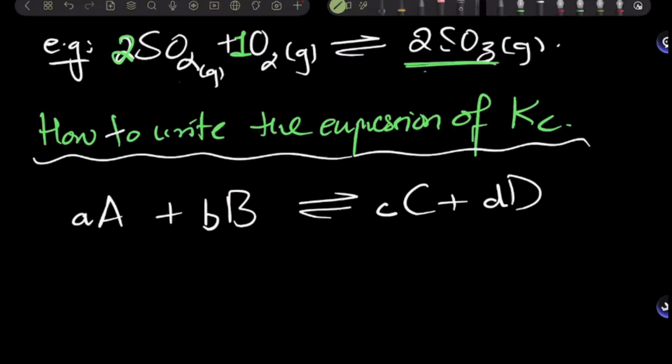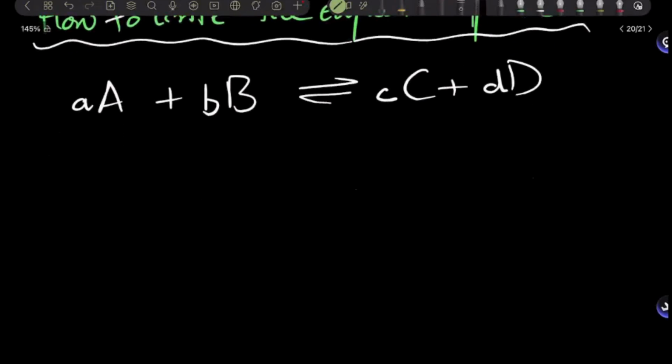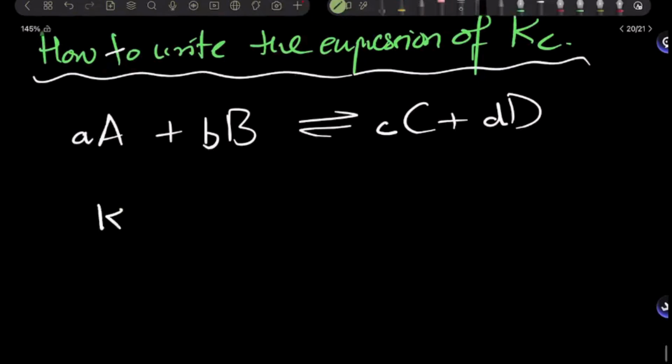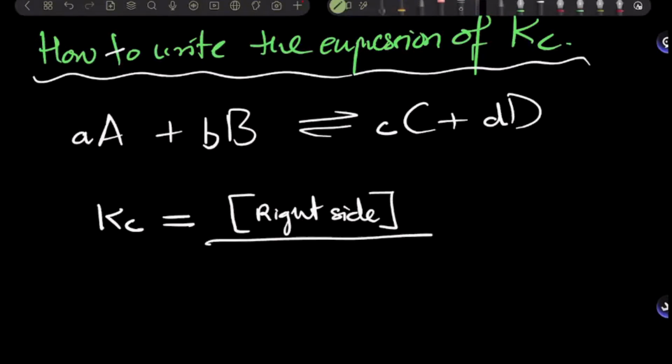Now, in order to write the Kc expression, first remember that whenever you're writing the Kc expression, Kc will always be equal to the concentration of whatever is on the right-hand side, divided by the concentration of whatever is on the left-hand side.